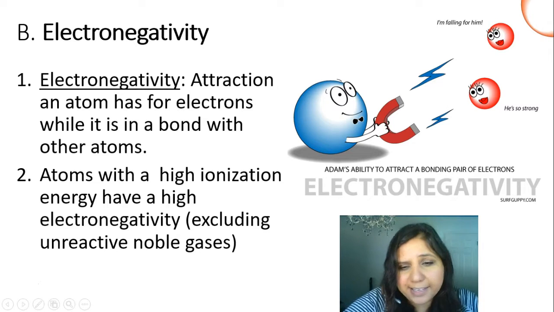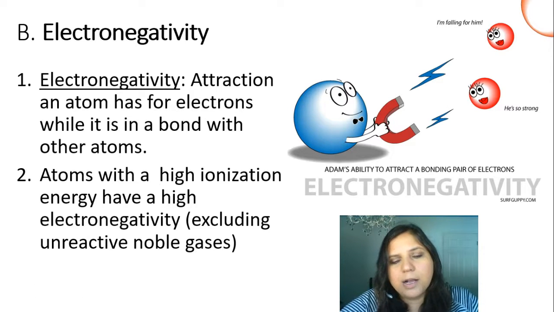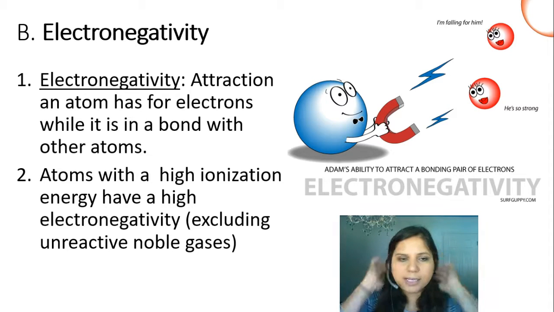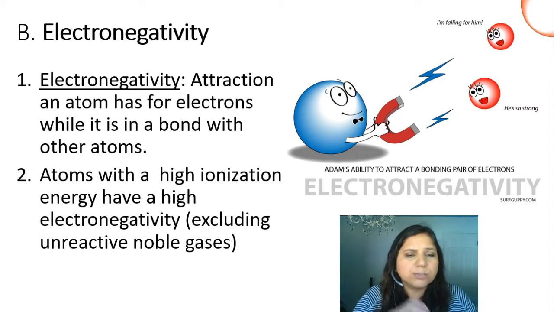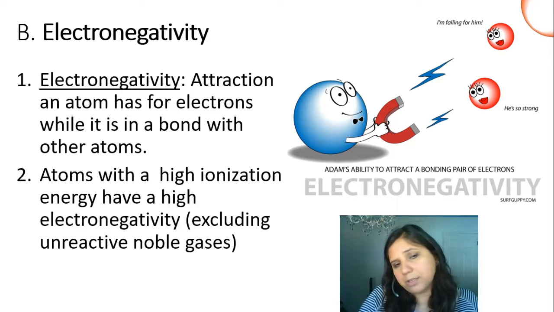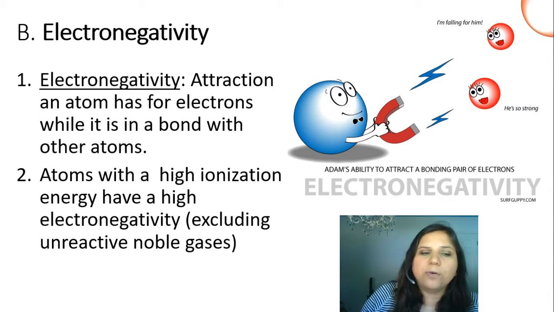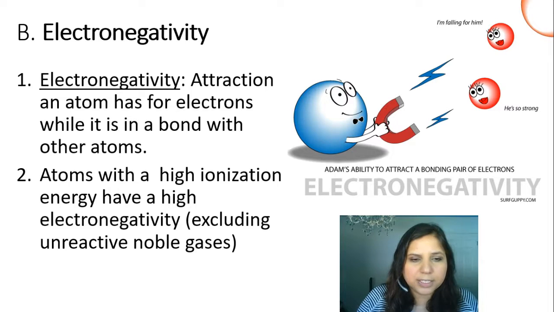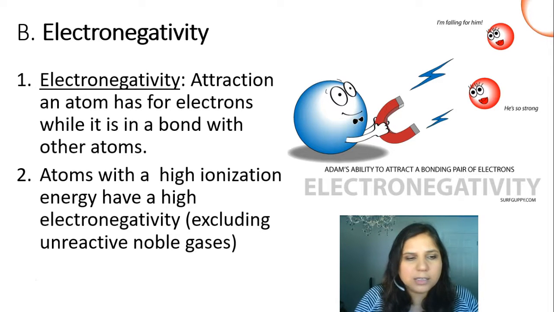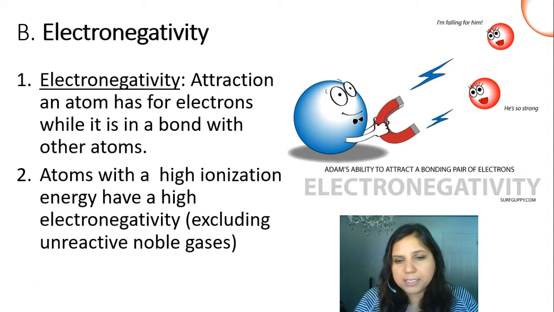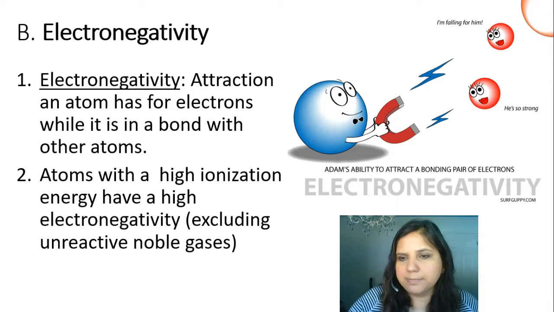Atoms that have high ionization energies also have high electronegativities, and that's because in ionization energy, it's the energy required to remove an electron. Now, atoms that have a strong nucleus will hold on to its electrons better, and so it takes a lot of energy to remove it, and therefore they have a high ionization energy. For electronegativity, same thing. The stronger the atom is, the better it is at attracting electrons.